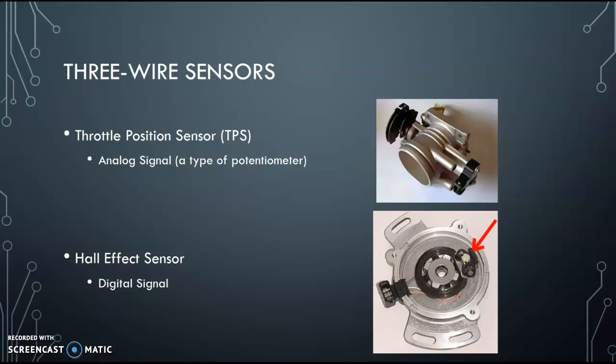And then we got 3-wire sensors. All right, these come in analog and digital. Your analog is like your throttle position sensor, TPS, also APP, accelerator pedal position sensor. Most 3-wire sensors that are in the potentiometer family, they're all analog. Right here is the sensor. It's always opposite of where the throttle cable is.